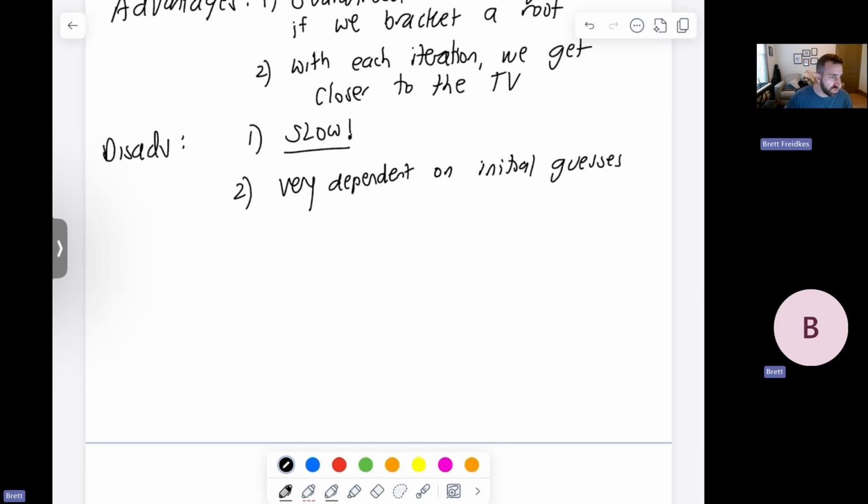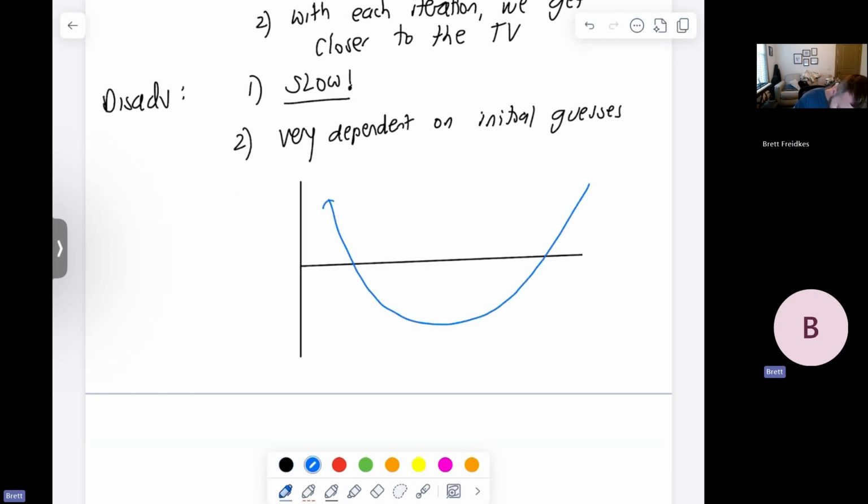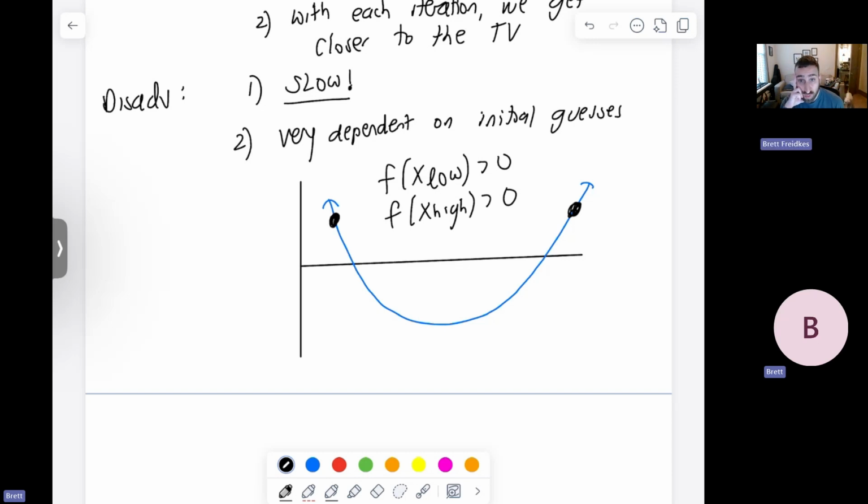And let me basically show you what I mean by that. If I have a function that looks something like this, and I choose an initial guess that gives us an f of x low there and an f of x high there, I see that they are the same sign. They're both positive in this example. Which means that I don't know if there's a root in between. Again, this blue function we might not know. I might just see these 2 points.